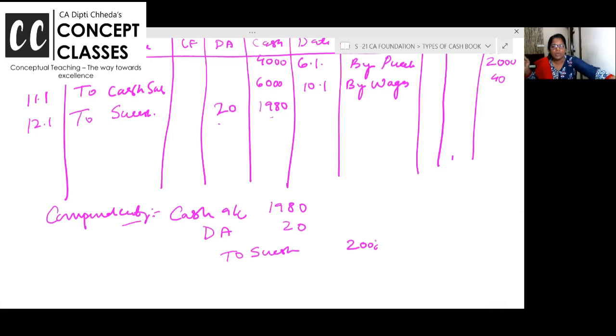Discount allowed is 20. ठीक है? So this is my expense. Next.